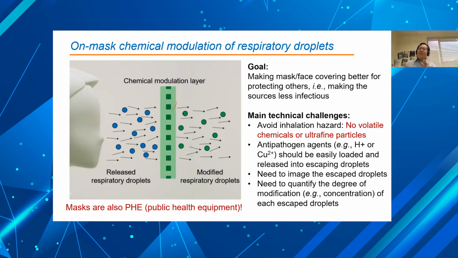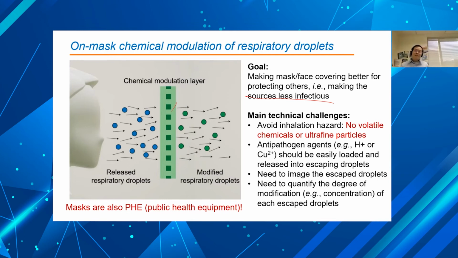Now, we are not thinking about blocking all the droplets, because by doing so, you're making this mask very difficult to breathe through. You don't want to suffocate people. So we're thinking that even with very loose textiles and loose fabrics, if you let the droplets pass, but now you chemically modulate them, maybe that would be a way to help make the sources less infectious, okay? And this will become a tool for better protecting others, okay?